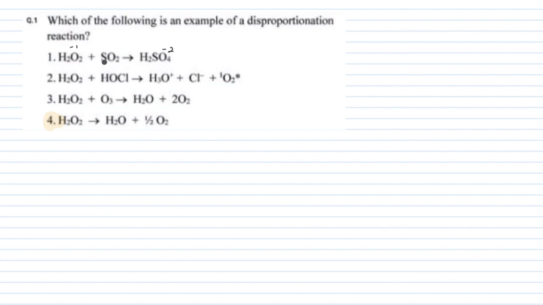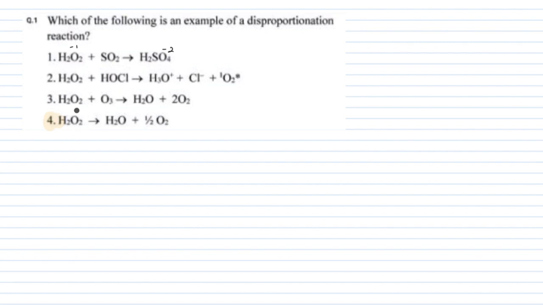So there are two different species which are undergoing oxidation and reduction. Okay, so it's a redox reaction, but oxygen is undergoing reduction and sulfur is undergoing oxidation. So it cannot be a disproportionation reaction. Similarly, if you check the other options also, you will find a similar pattern.